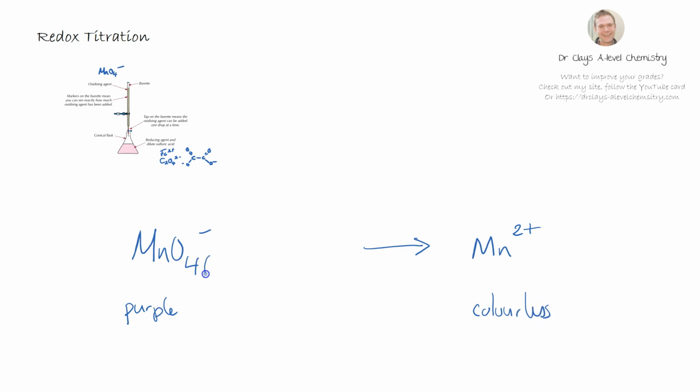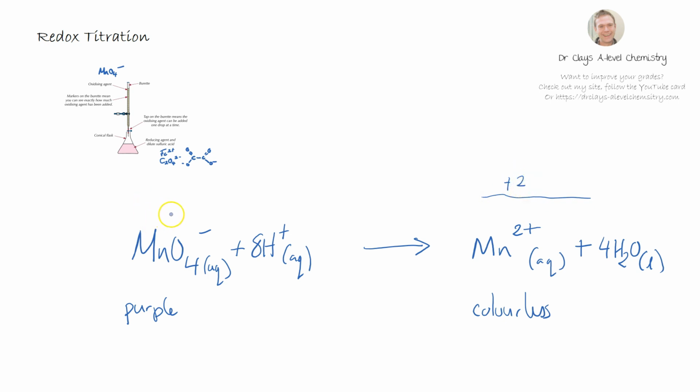You can just balance this up here, so I'll add in the state symbols to start with, and then, remember, we add waters to balance the oxygen, so we add 4H2O liquid. We add hydrogen ions to balance up the hydrogens in the water, and then we need to add electrons to balance the charge. So overall on the right we've got +2, while on the left hand side, if we add these up, we've got +7. So in order to balance this we need to add 5 electrons.